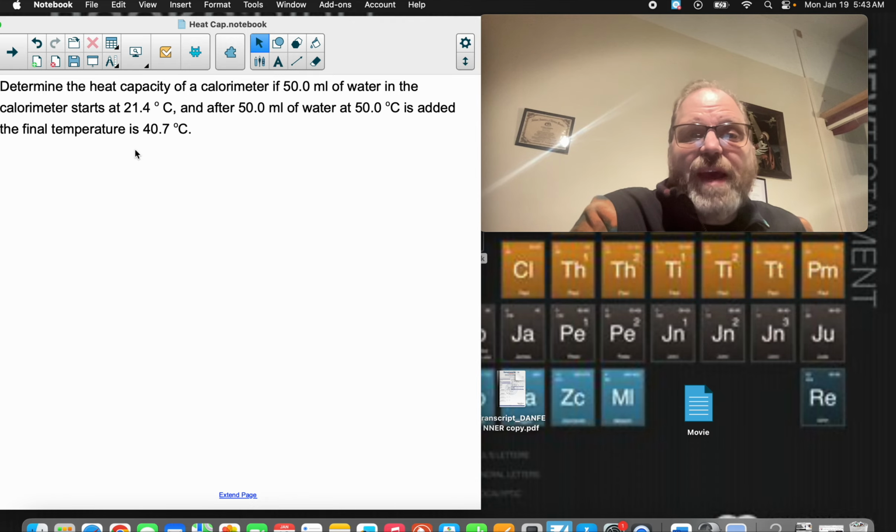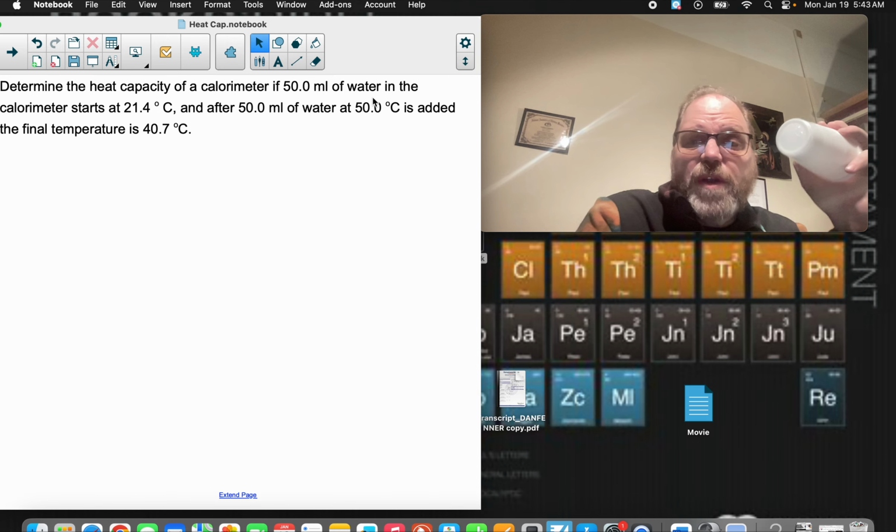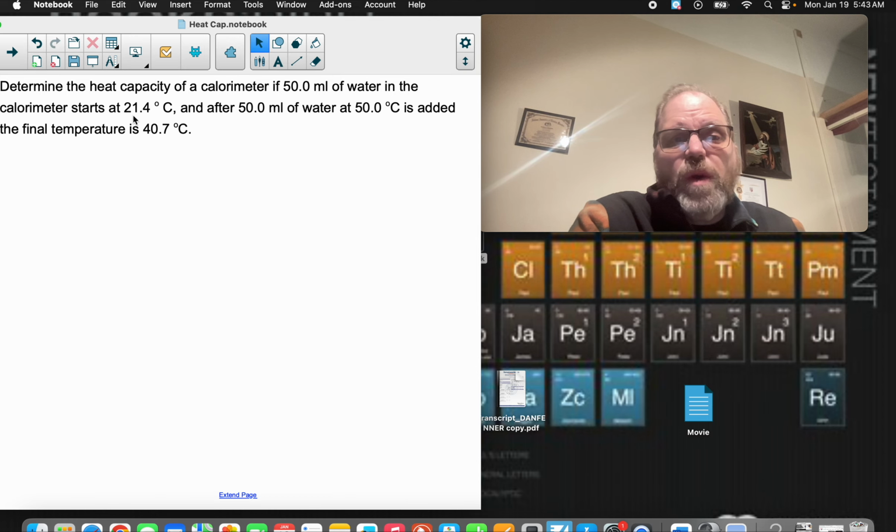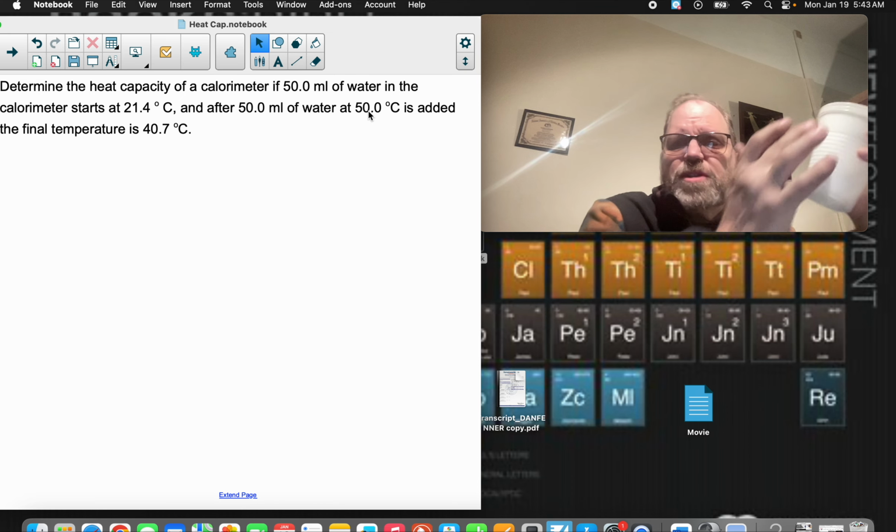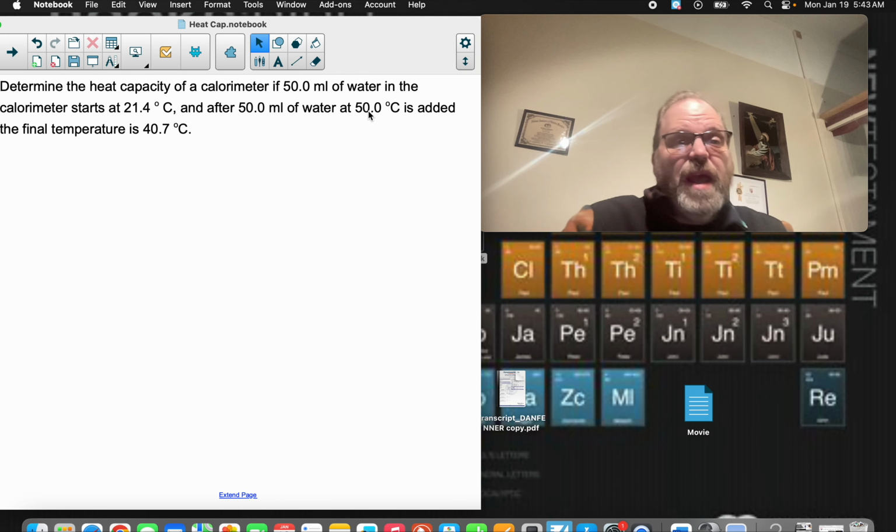Determine the heat capacity of a calorimeter. 50.0 milliliters of water in the calorimeter starts at 21.4 degrees Celsius, and after 50.0 milliliters of water is added, the final temperature is measured. So we're looking at the amount of energy and the temperature change, and seeing how much difference is lost in the calorimeter.